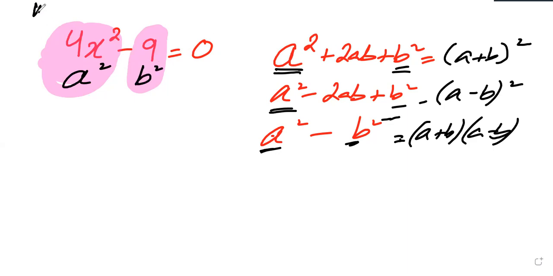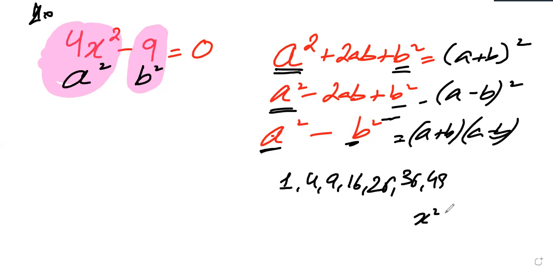What is a perfect square? Look here, guys. These are perfect squares: 1 1 is 1, 2 2s are 4, 3 3s are 9, 4 4s are 16, 5 5s are 25, 6 6s are 36, 7 7s are 49. x into x is x square, y into y is y square, b into b is b square. Yes, this is a perfect square number because 4 means 2 times 2, x means x times x, and 9 means 3 times 3. So they are perfect squares. This first term is representing a square and the second term is representing b square.